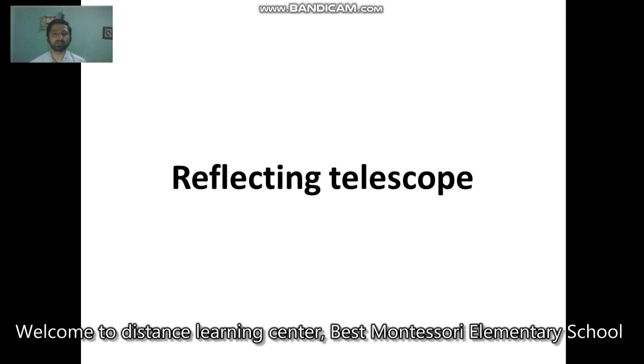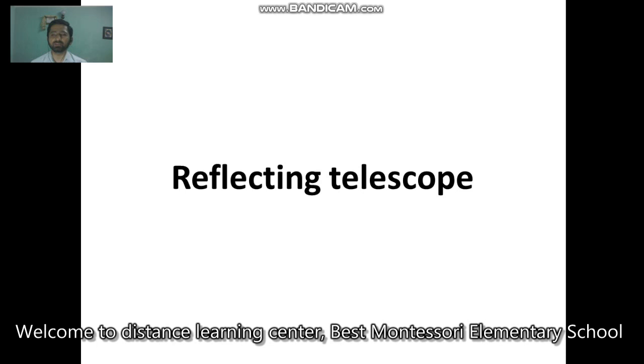Now in previous classes I discussed some basic terms used in the chapter Light of year 7. We talked about reflection and refraction and the ray diagram or characteristics of the image formed by a plane mirror. Today I'm continuing with the topic reflecting telescope. How does it work and how is it different from a refracting telescope?